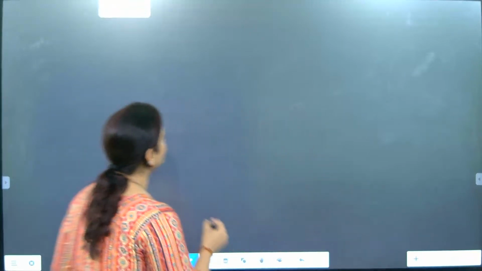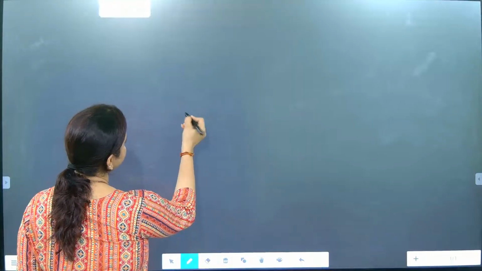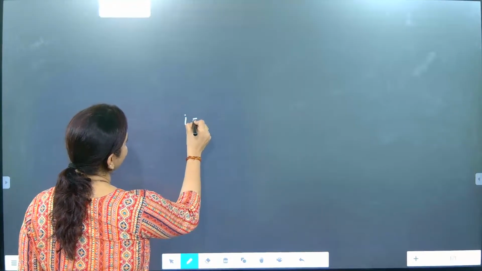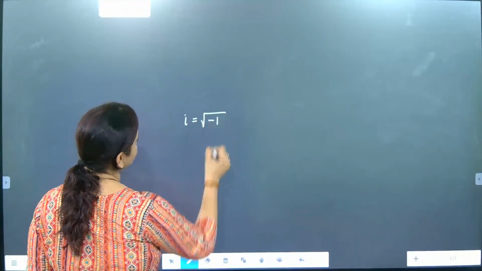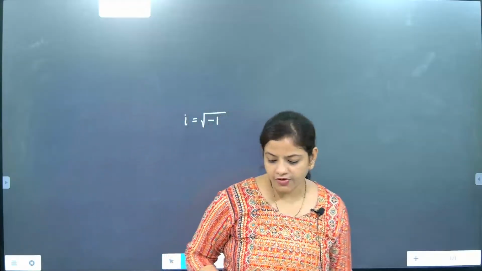When you write complex numbers, the imaginary part is iota, and iota is root under -1. This comes from this concept.